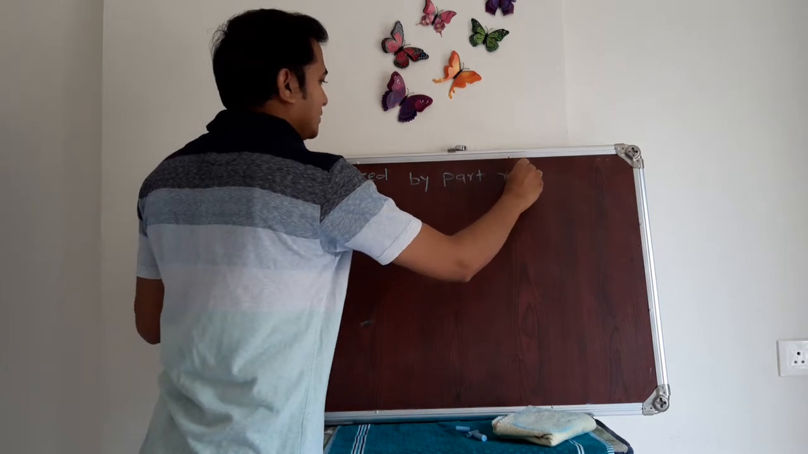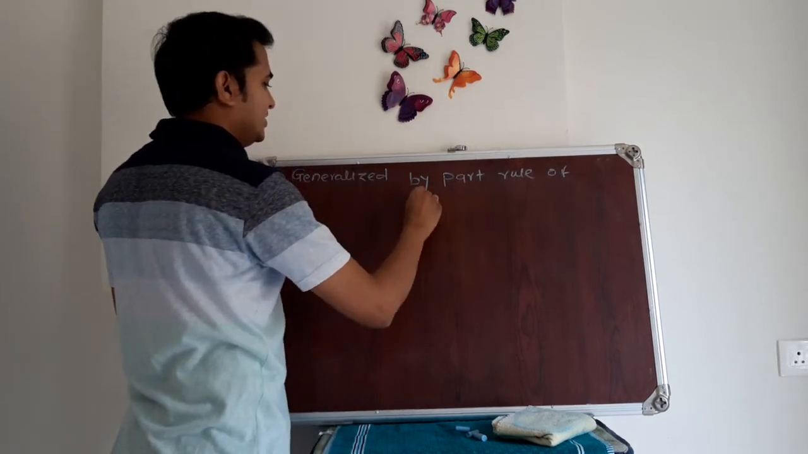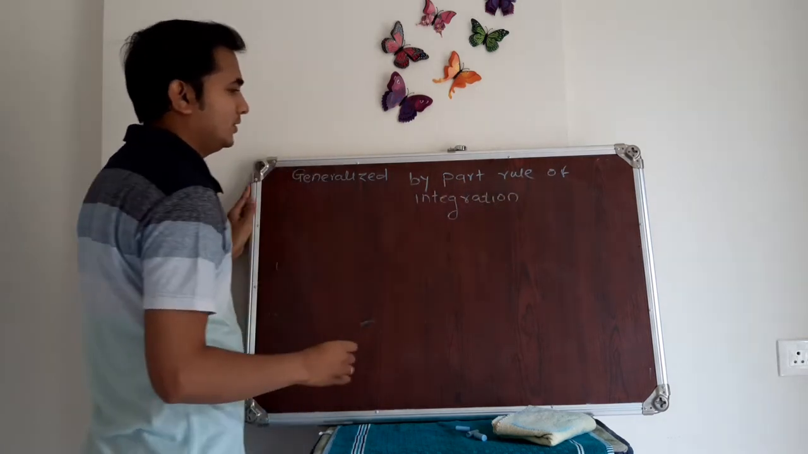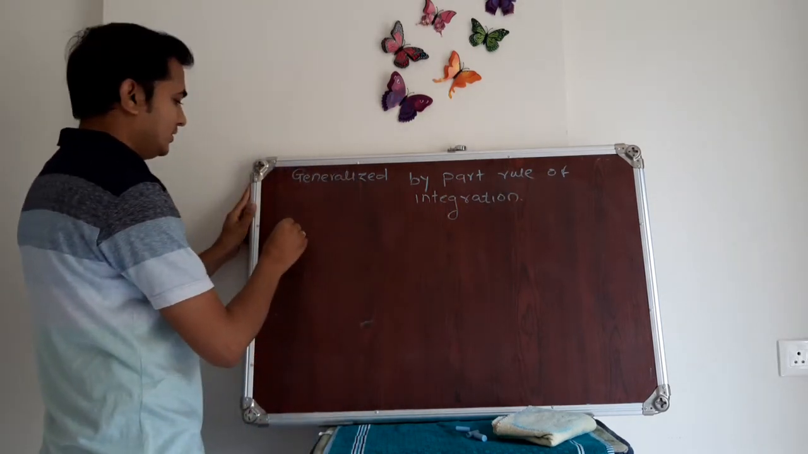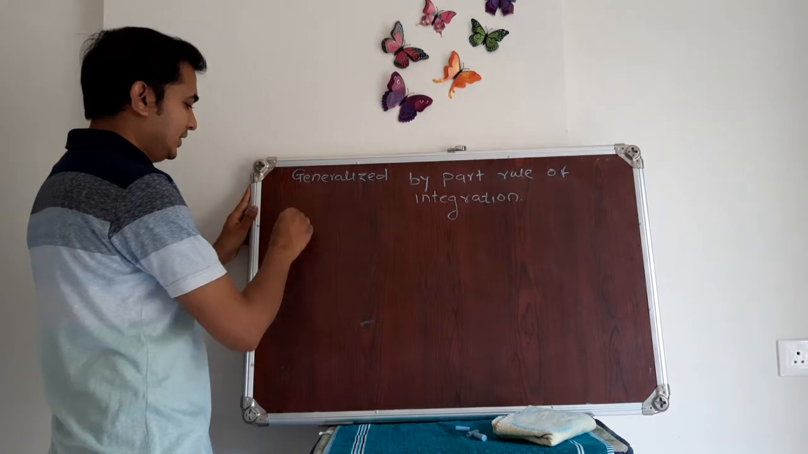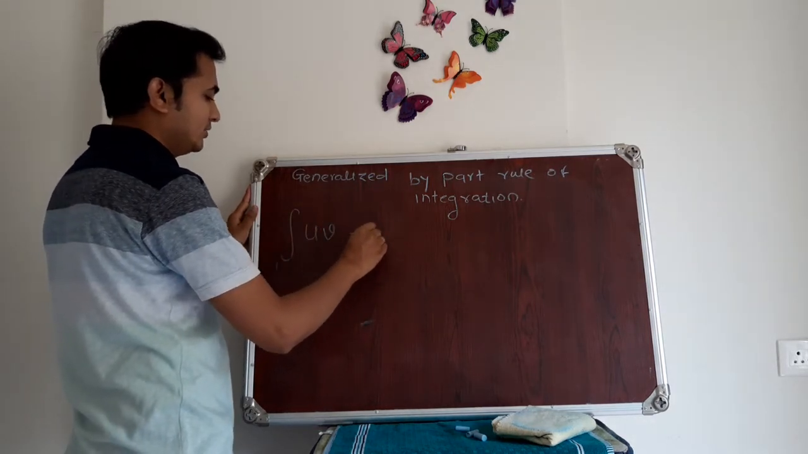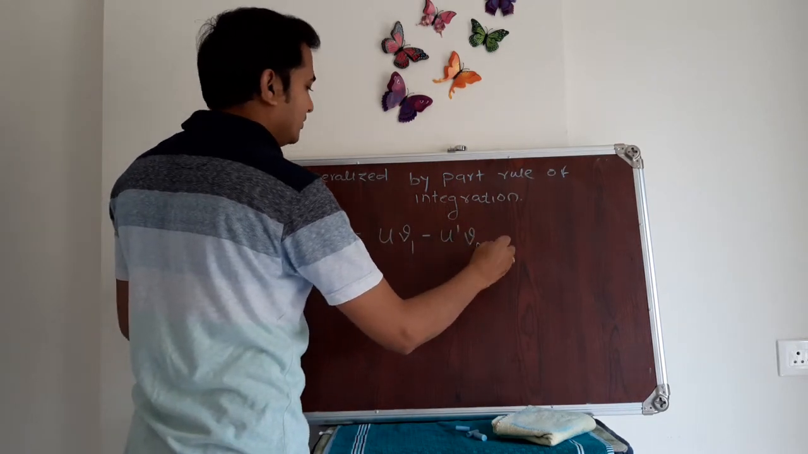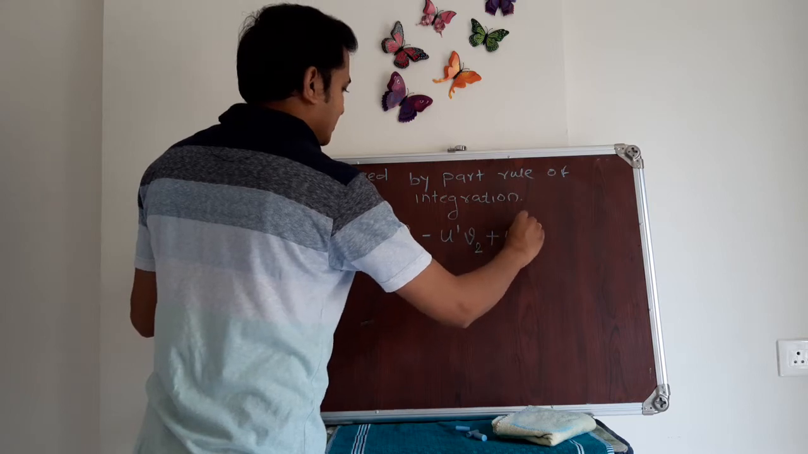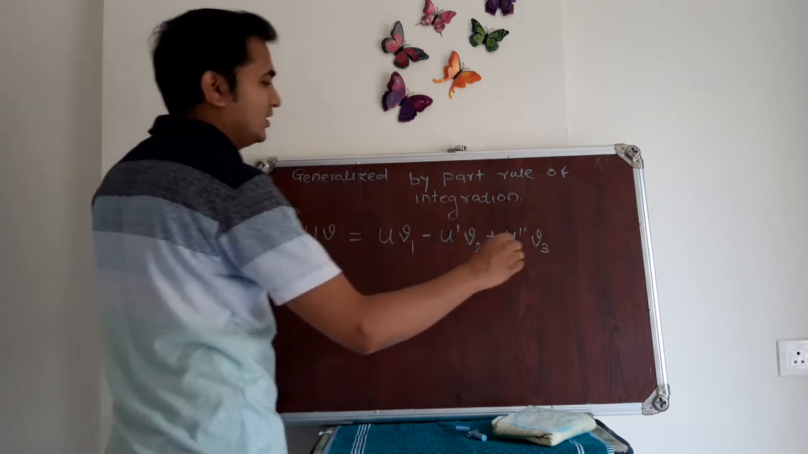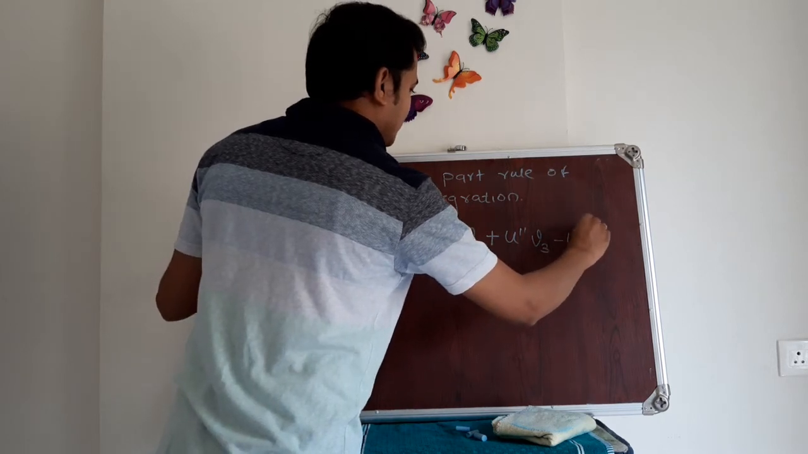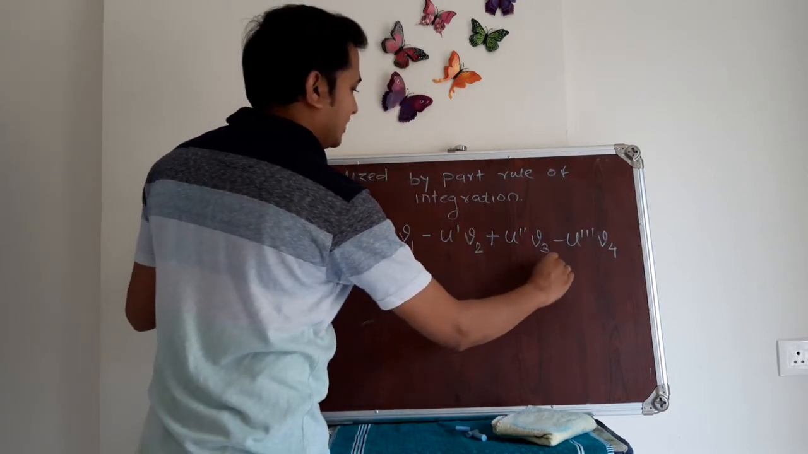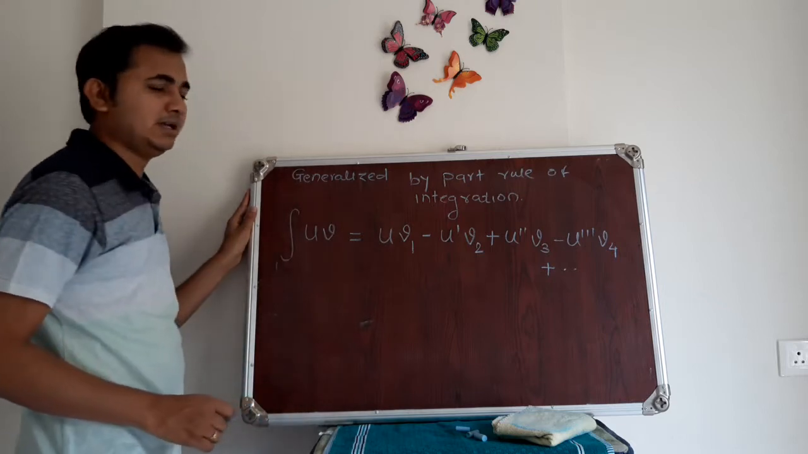Bypart rule of integration, which we have already studied in M1. Integral u into v is equal to u v1 minus u dash v2 plus u double dash v3 minus u triple dash v4 plus and so on.